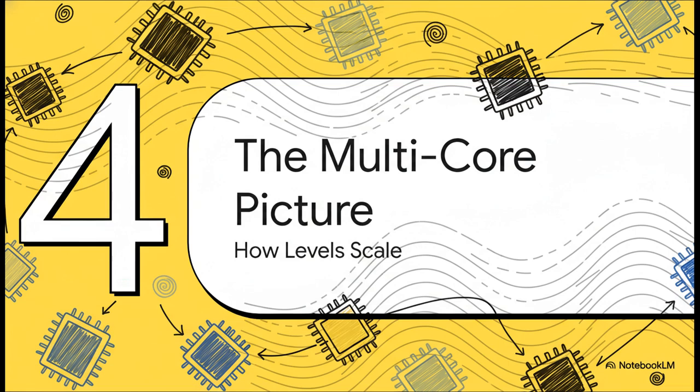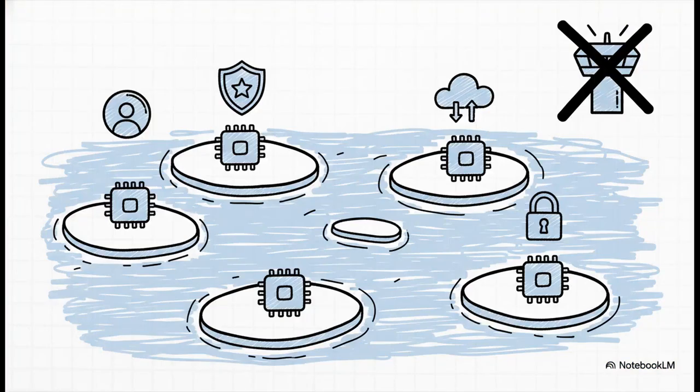Okay, cool. That makes sense for a single core, but our phones and laptops have tons of cores these days. So how does this whole idea scale up across a multi-core chip? Here's the next big rule you need to remember. Each CPU core is completely independent. When it comes to privilege levels, every single core is its own island. There's no central boss, no shared manager. Each core is the master of its own state.